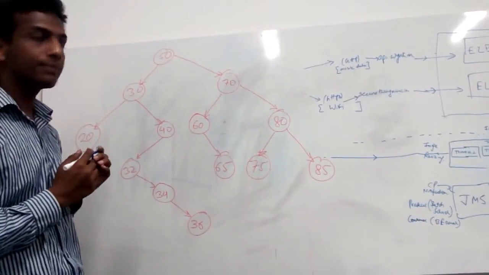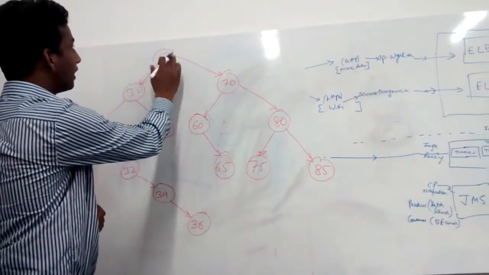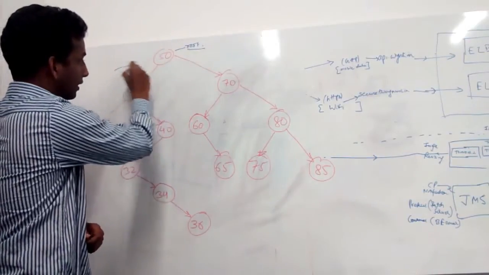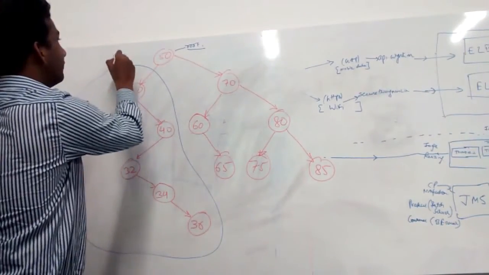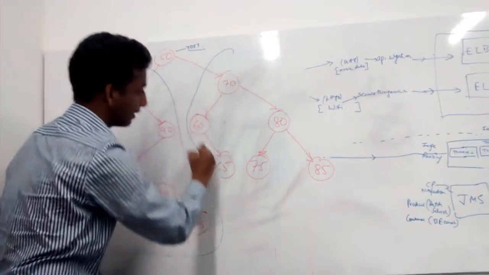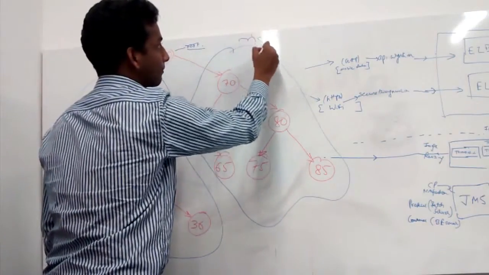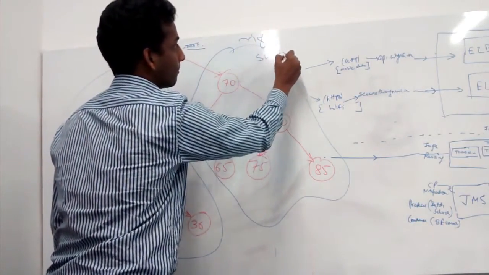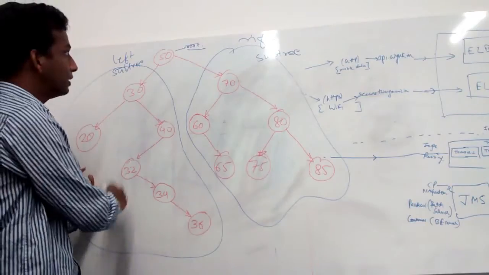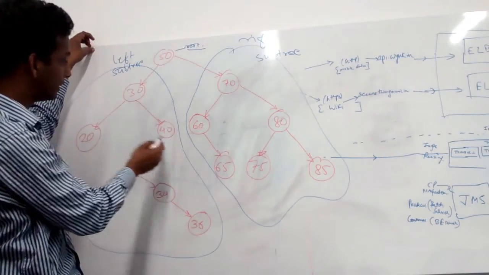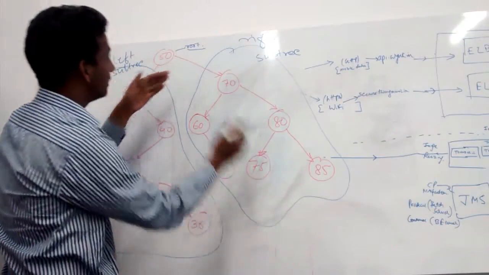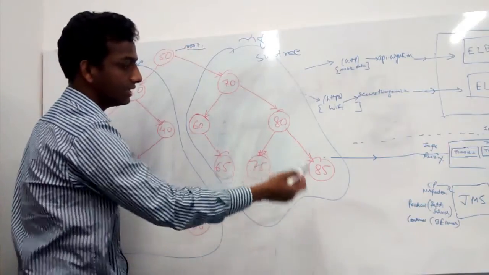Let's verify a few things. This is our root. For this root, this is the left subtree and this is the right subtree. So all nodes in this subtree would be smaller than the root. So we have 30, 20, 40, 32, 34, 30. All of them smaller than 50. In the right subtree, we have 70, 60, 65, 80 and so on.